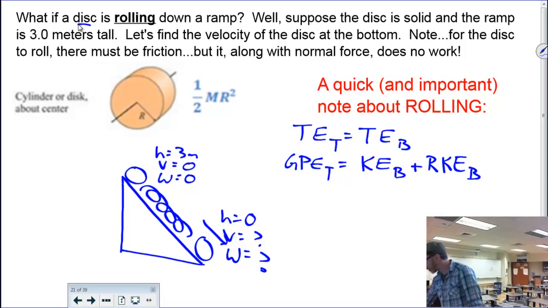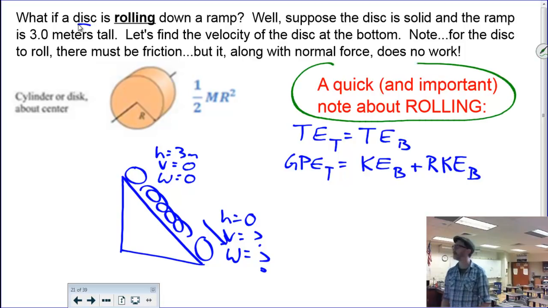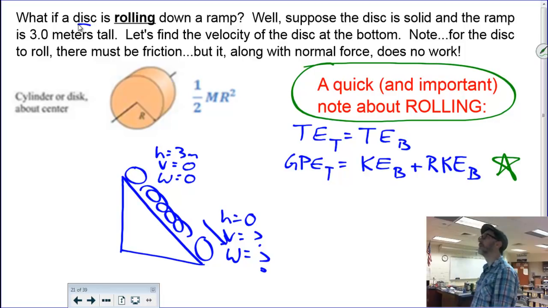All right, so here's the deal. I'm going to take a quick side note, and we're going to do this. First, a quick and very, very important note about rolling that is going to make this problem much, much easier to solve. Okay, so here we go.